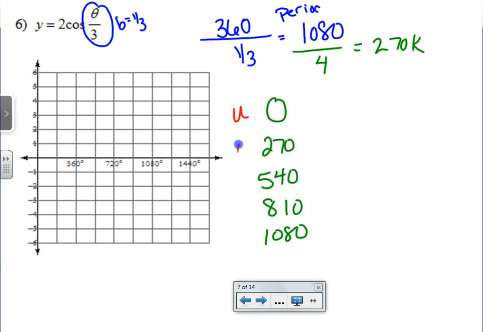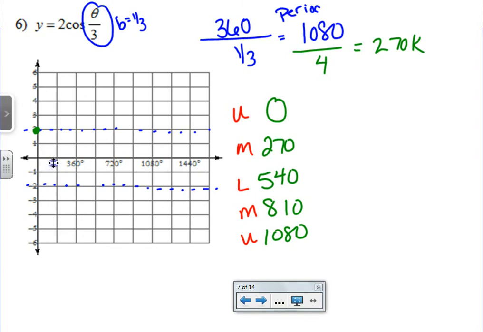Okay. Where did cosine start? Upper. And then he travels down to middle. Then he goes to lower. Then he comes back to middle. And then he goes back to upper. Okay, let's mark in our amplitude of 2. At 0, we should start at the upper line. Okay, can you tell where 270 is?